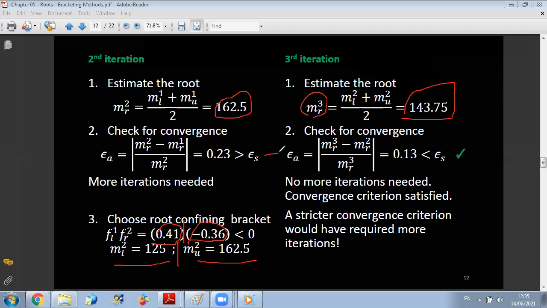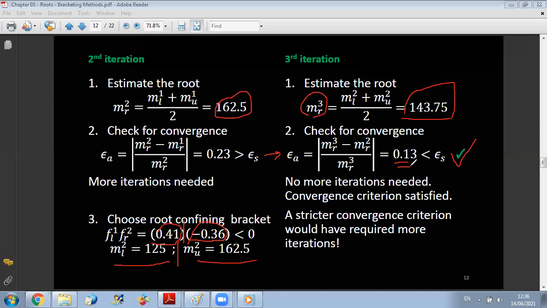You can make sure now by calculating the approximate error. The approximate error is 13%, which is lower than 20%, which is the convergence criterion. So I can stop here. Of course, it's maybe still not a very accurate result. An error of 13% might be high in some applications. So you can set a smaller convergence criterion, but in this way you will need to do more iterations. Okay? Is the method clear?